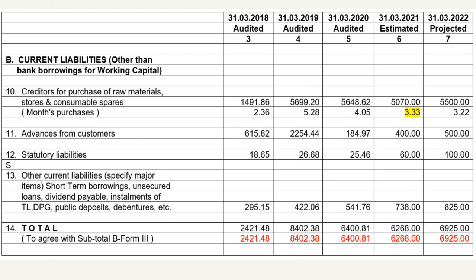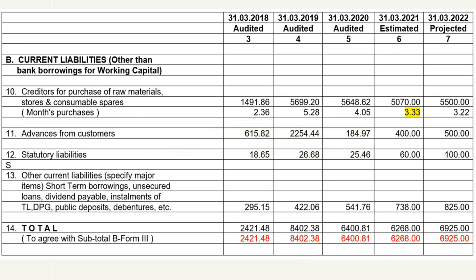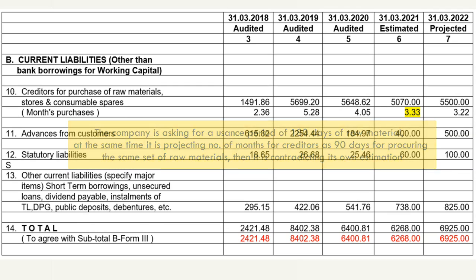And what is the usance period for LC? It's the same thing, isn't it? It's the number of days in which LC amount is to be paid for procuring raw materials. So let's say if the company is asking for a usance period of 180 days of raw materials of steel, at the same time it's projecting number of months for creditors as 90 days for procuring the same set of raw materials, then it is contradicting its own estimation.